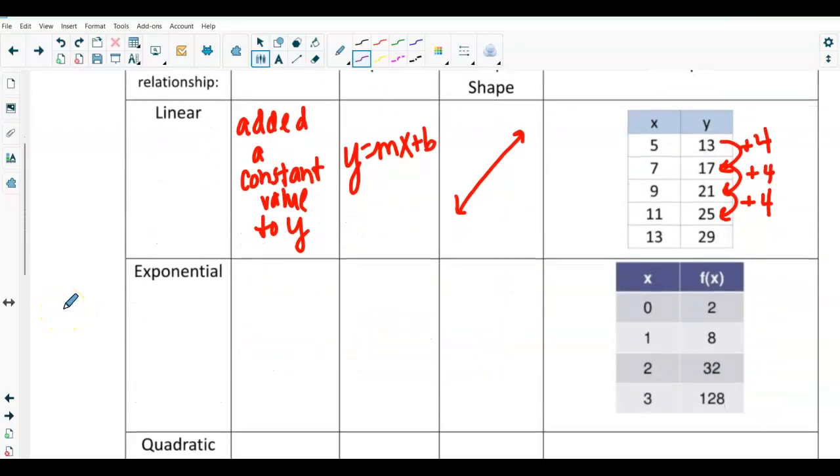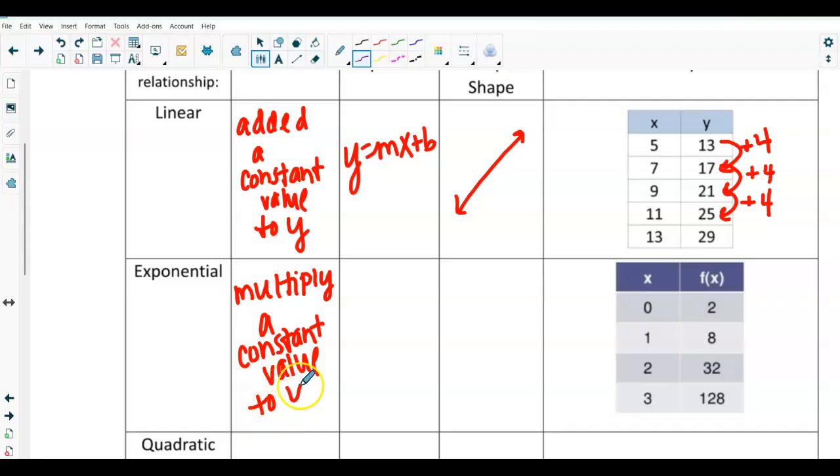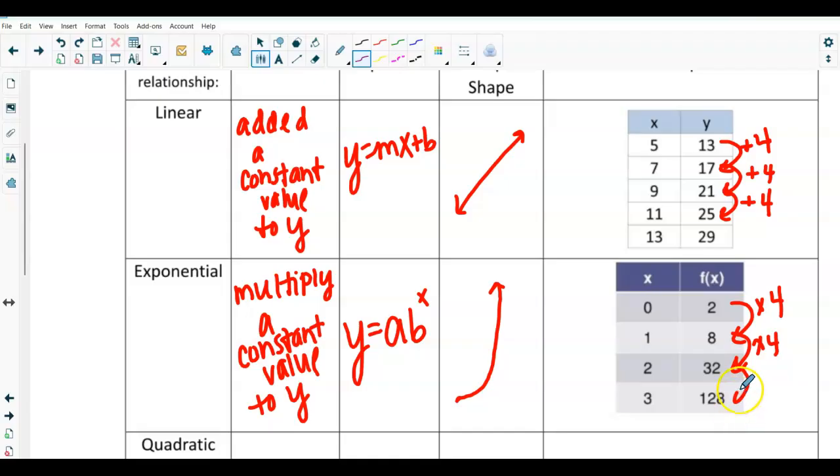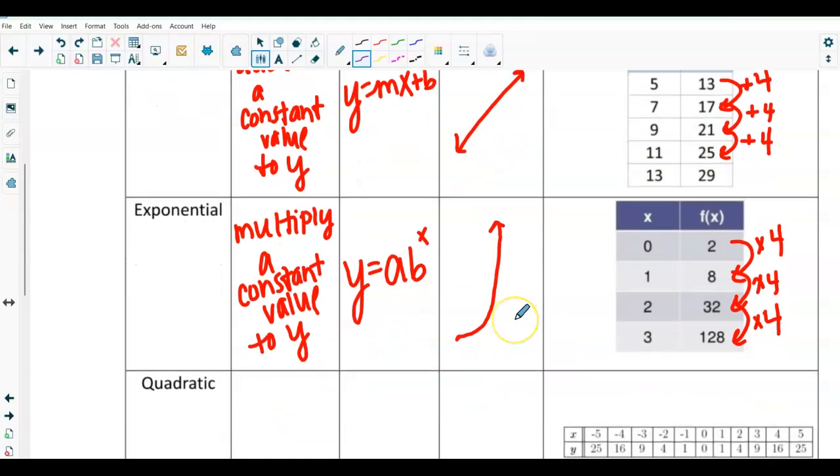Last chapter, then, we learned about exponential, and that's when we multiplied a constant value to y. That equation took on the form y equals a times b to the x, and it started off growing really slowly, and then it grew really fast. It was kind of that curve. And we can tell it's exponential because here we went times 4, times 4, times 4. There's a consistent multiplication of the same value.